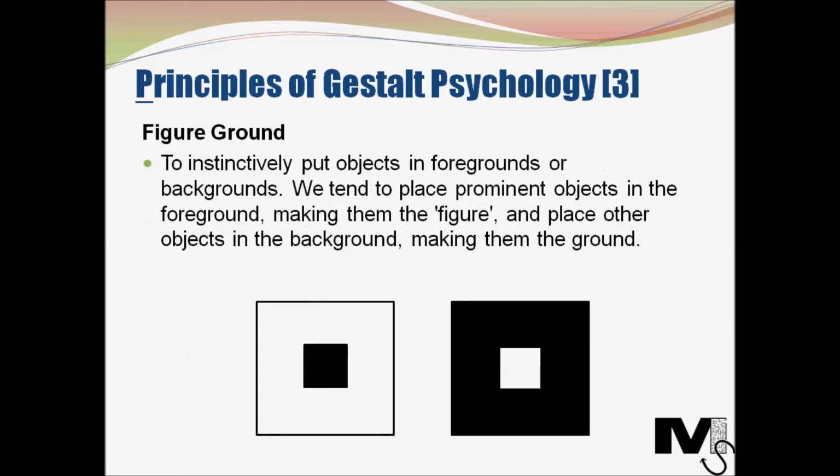The next principle is the principle of figure ground. This principle states that people tend to instinctively put objects in the foreground or in the background. In certain situations, we tend to place prominent objects in the foreground, making them the figure, and place other objects in the background, making them the ground. So that's figure ground. Now, this can vary as per your perception. So what's figure for me can be ground for you and vice versa.